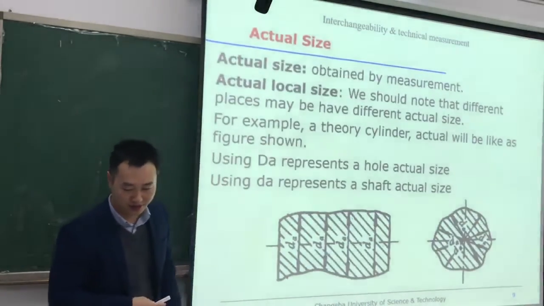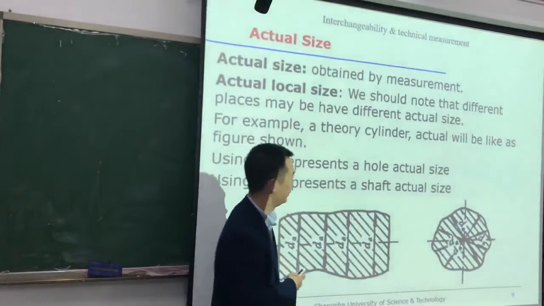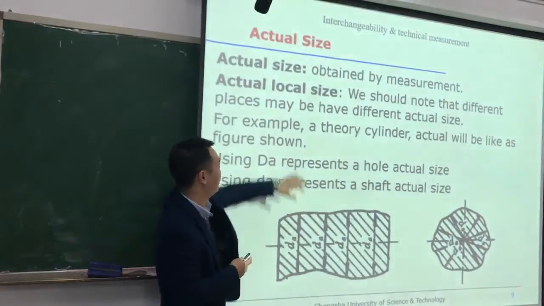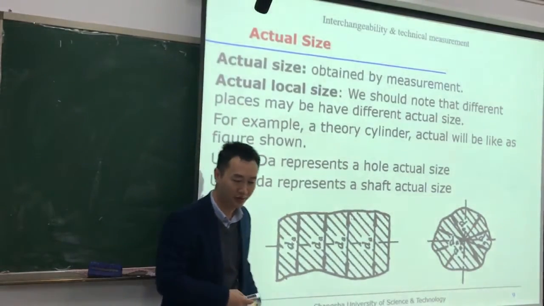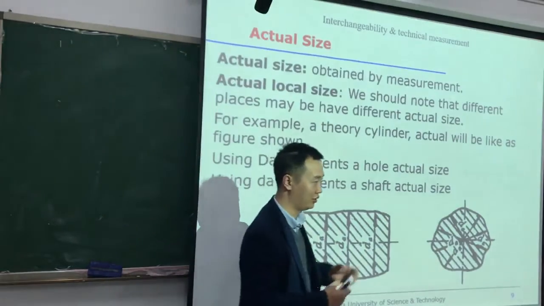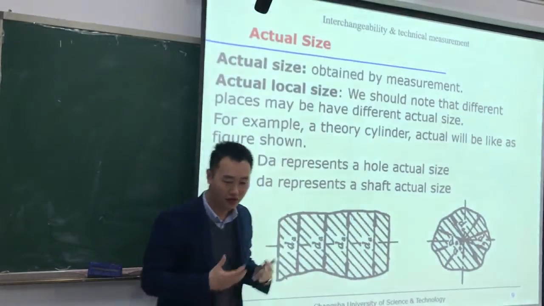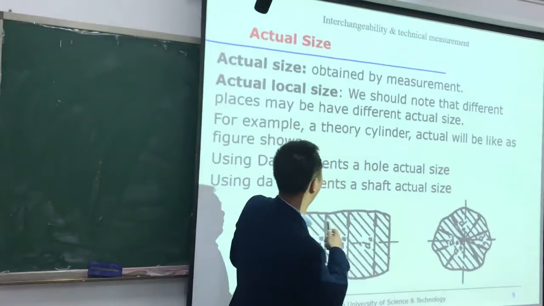So about size, we have some further terms. The first one is the actual size. Actual size is obtained by measurement. It means when you produce it, you use different instruments to get the real size. So actual size just means that.